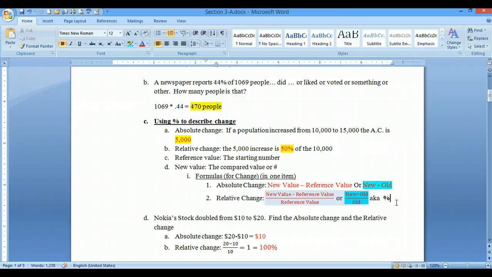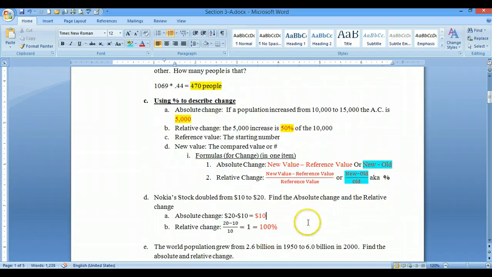So we're going to move on to example D. Nokia's stock doubled from $10 to $20. Now, notice it's only one item, and it's increasing. Find the absolute change and the relative change. Absolute change, you just subtract straight up the new value subtracting the older value. So I have my new value, it's now valued at 20. So I have 20 subtract 10, the old value, or an increase of $10. The relative change, I use the exact same numbers, 20 minus 10, and then divide it by the old value. So 20 minus 10 is 10. 10 divided by 10 is 1, which is changed to a percent, 100%.